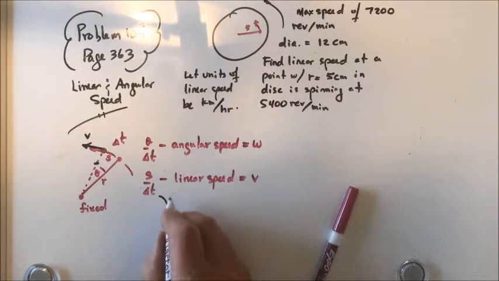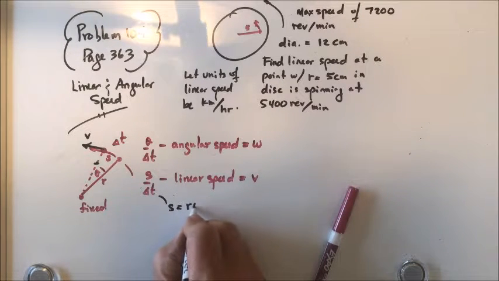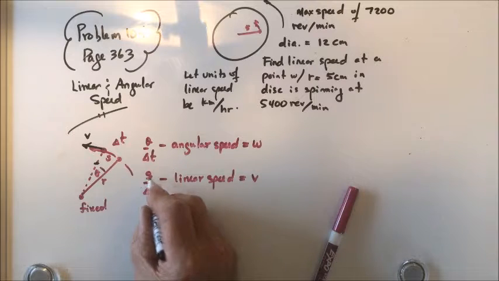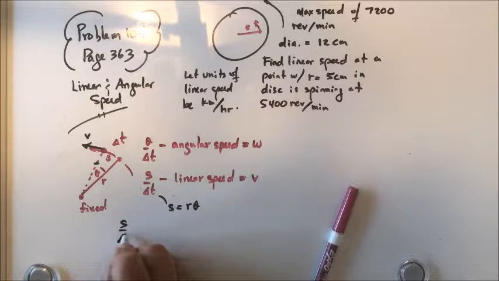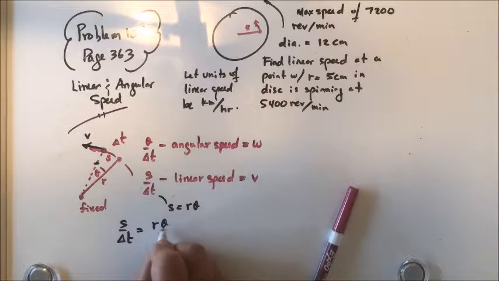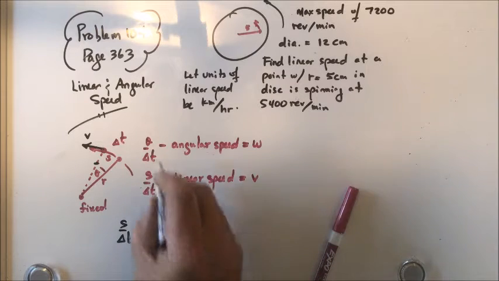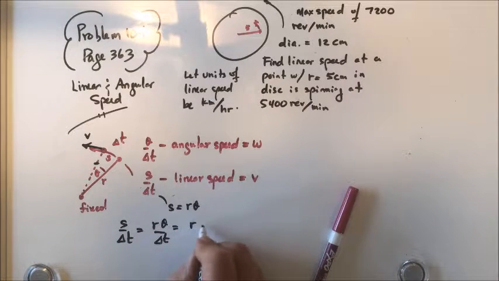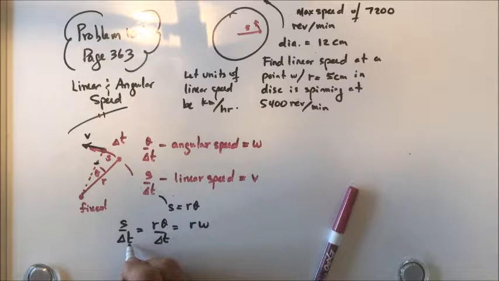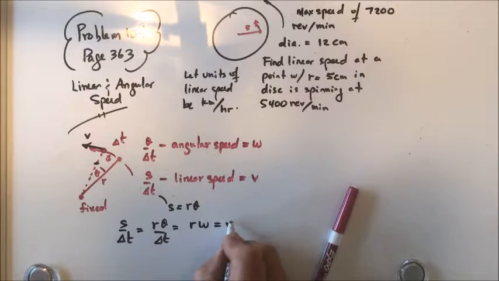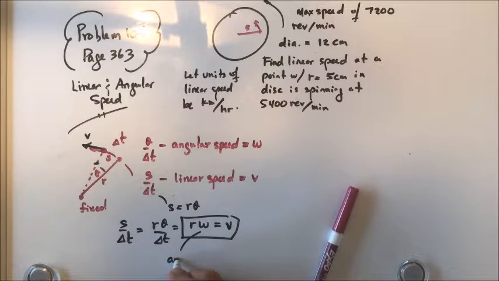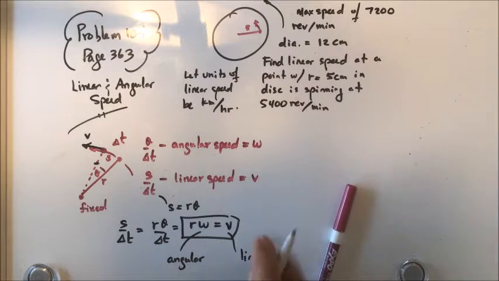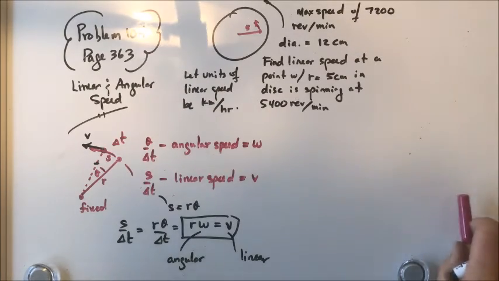So note that there's a relationship between omega and v, because there's a relationship between s and theta. In fact, remember that s is equal to r theta. And so if I make that substitution right here, then s over delta t is equal to r theta all over delta t. And oh wait, theta over delta t is equal to omega, and s over delta t we've said is v. So there's the relationship between the angular speed and the linear speed.